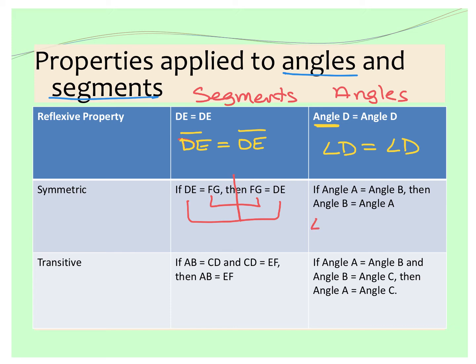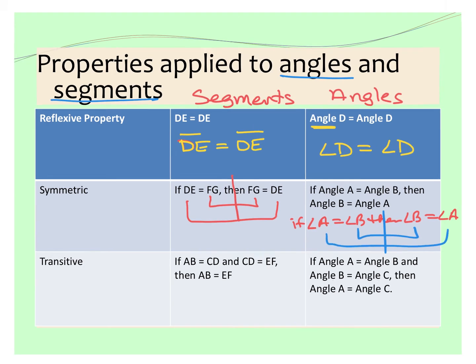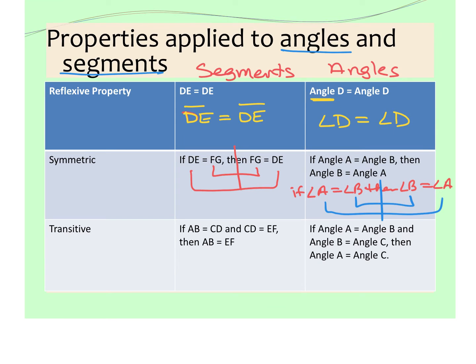Let's just do it this way. If angle A equals angle B, then you're just switching the order. Angle B equals angle A. And again, it's like the line of symmetry. The B's match and the A's match. And then the last one is the transitive. So again, see how the CDs overlap? And then you can conclude that AB equals EF. Same thing for the angles.